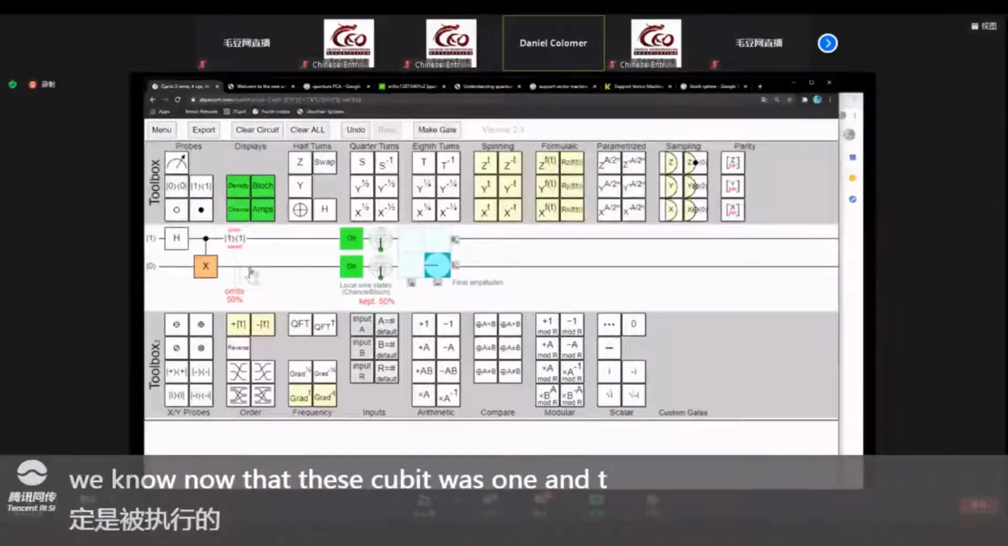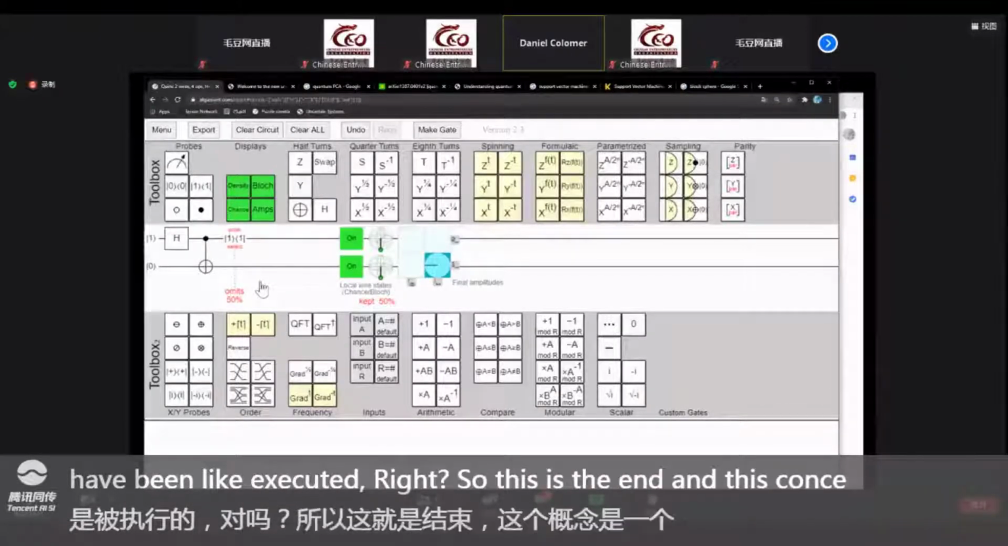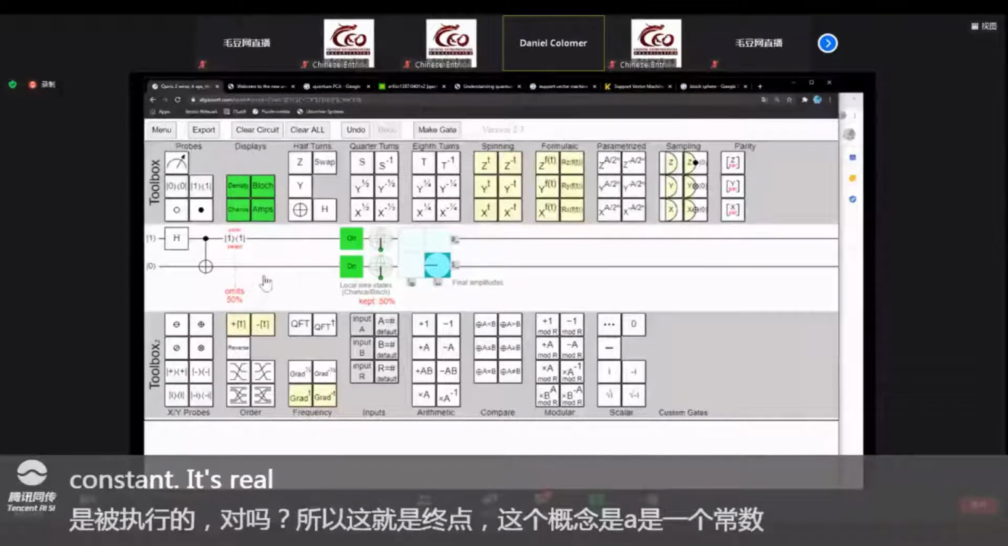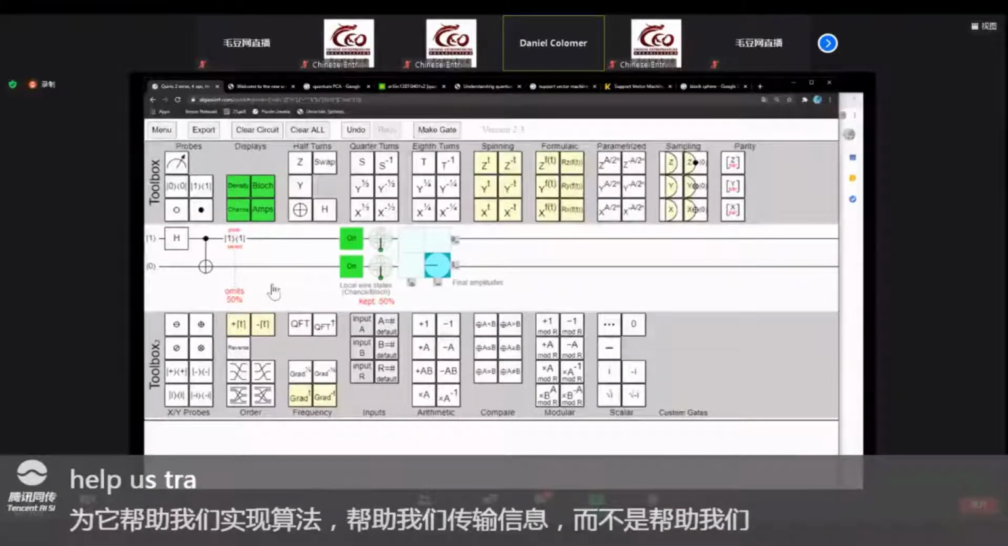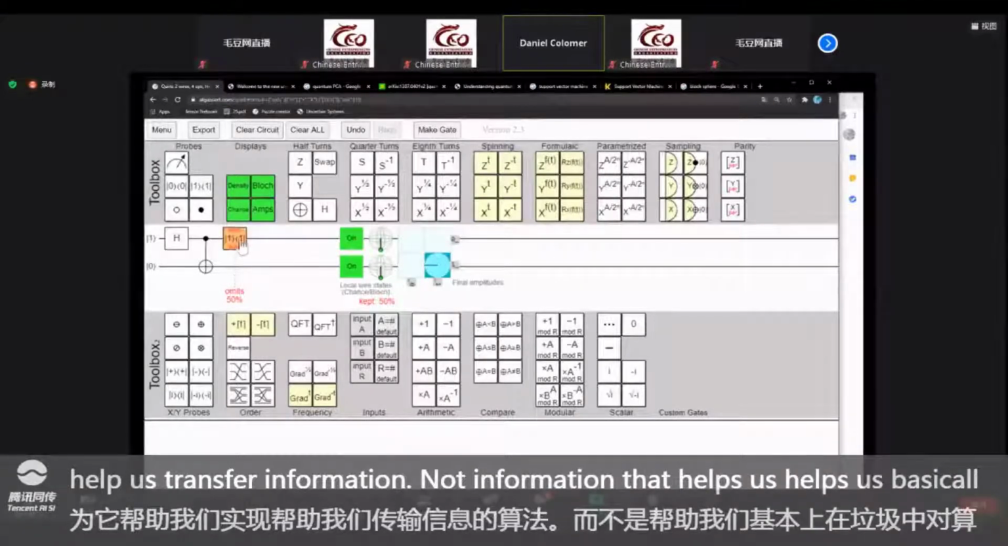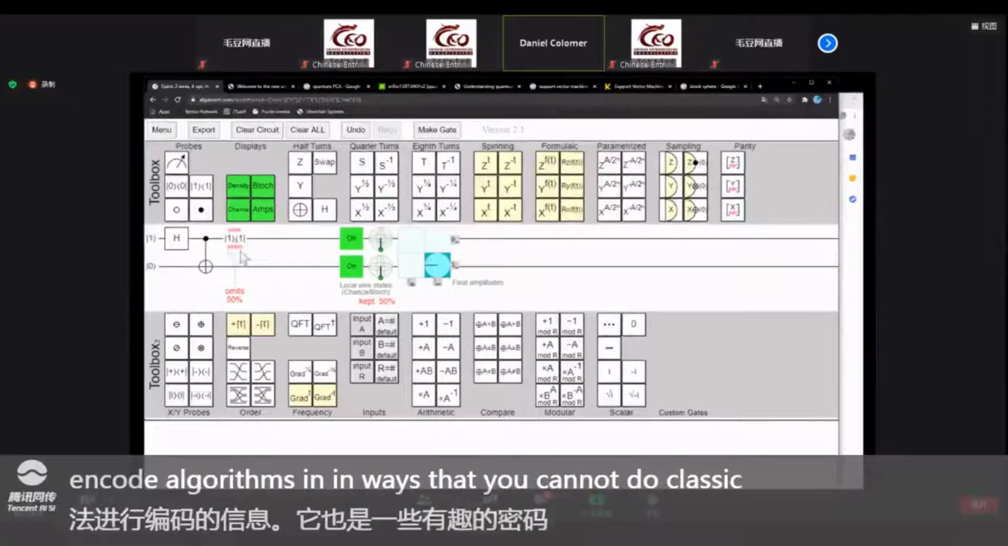This concept is really important because it helps us implement algorithms, helps us basically encode algorithms in ways that you cannot do classically. And it's also the basis for some interesting cryptography. It's really interesting to see these kinds of effects. And the same happens here, right? If you measure this one, you instantly know what the other one is.